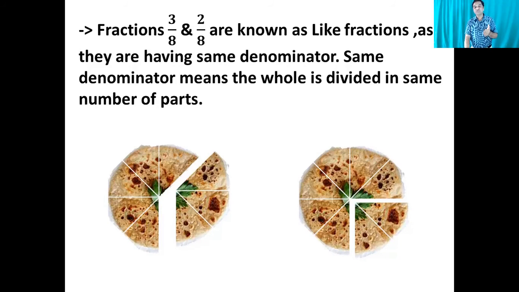And in both the cases you can see that we have divided both the rotis into 8 equal parts. And as the whole is divided into an equal number of parts, such fractions are known as like fractions. Well, there are more types of fractions, like unlike fractions. What is meant by a mixed fraction? What is meant by an improper fraction? That we'll see in the next video.